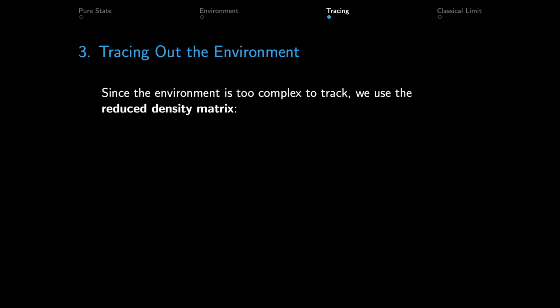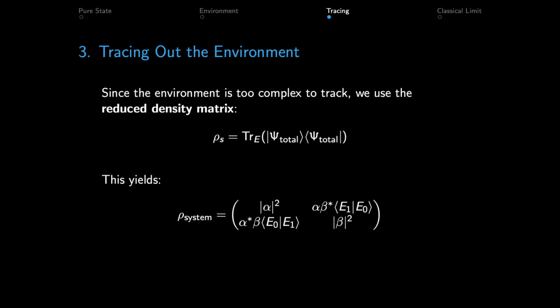If you look at the concept further, we can now ask the question, what happens to this interaction? Since the environment is too complex to track, we use something called a reduced density matrix. This is the formalism which is usually represented by something called tracing out the environment. In such a situation, you essentially have this reduced density matrix represented by a trace of this particular density matrix, which we have already defined. And this yields a particular system density matrix, which is represented by the cross terms.